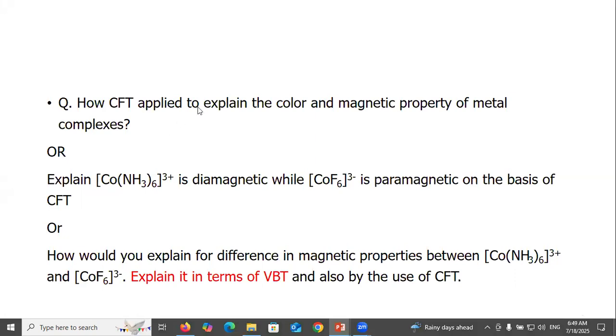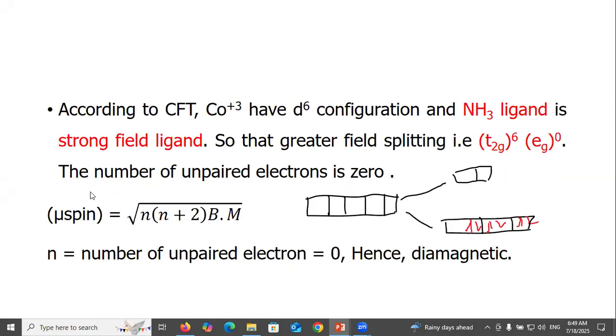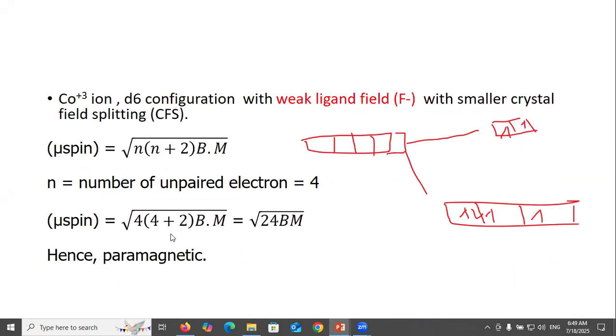How is crystal field theory applied to explain the color and magnetic property of a metal complex? According to crystal field theory, cobalt would have d6 configuration. Ammonia ligand is a strong field ligand, so there is greater field splitting. The number of unpaired electrons is 0. So it is diamagnetic.